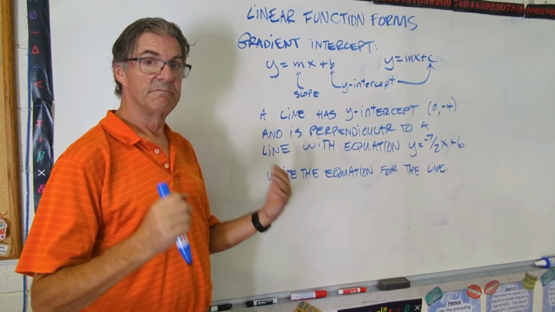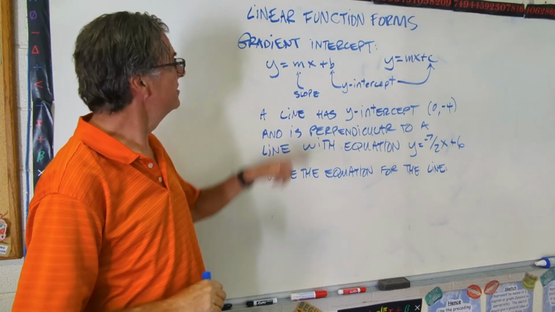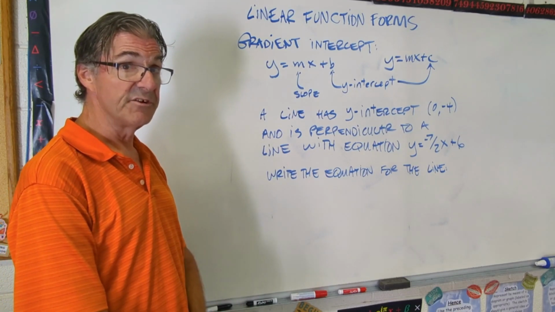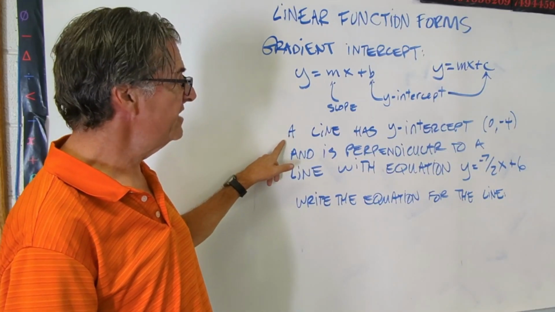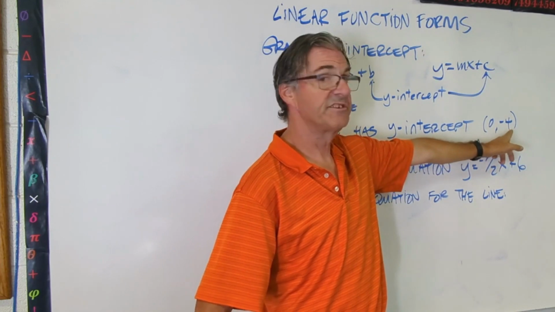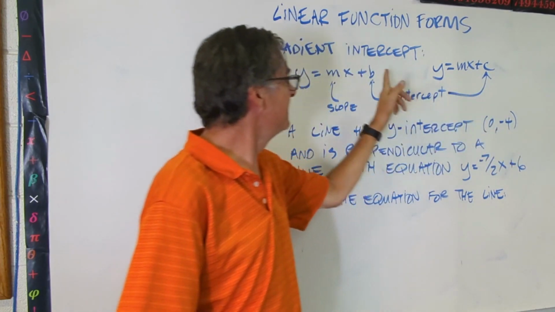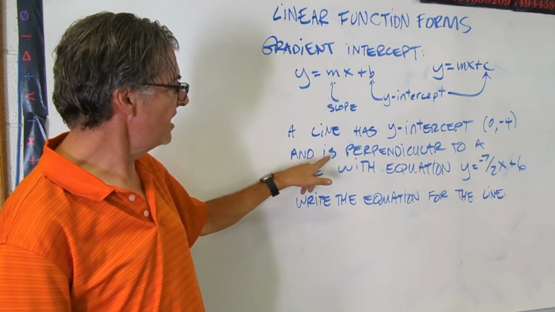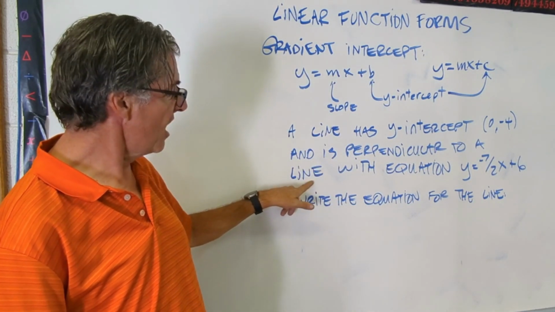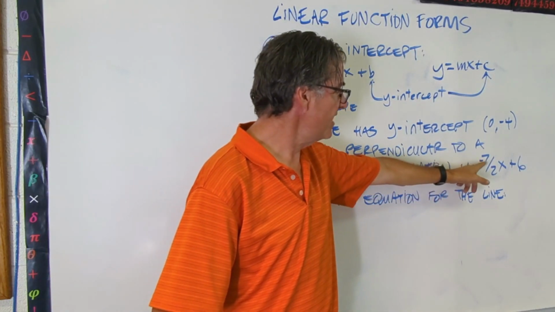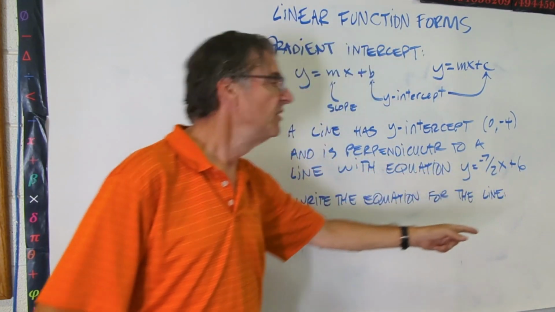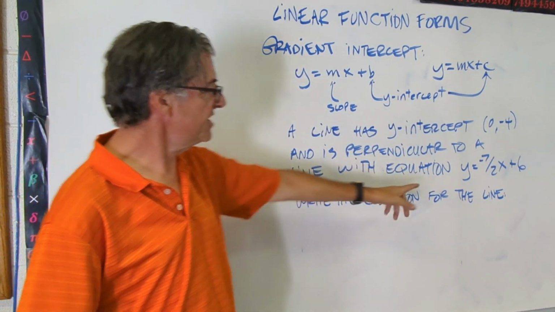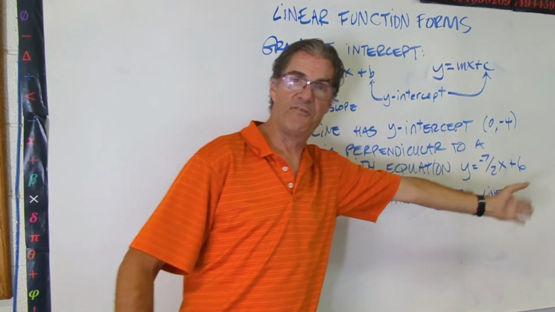All right, let's write another line equation using gradient-intercept form. This problem is expressed a little differently. We have a line with a y-intercept of (0, -4). So we know our b already. That's -4. The rest is a little bit more tricky. And the line is perpendicular to another line with the equation y equals -7/2 x plus 6. So we know this line with the y-intercept of -4 is perpendicular to this line. We have the full equation.